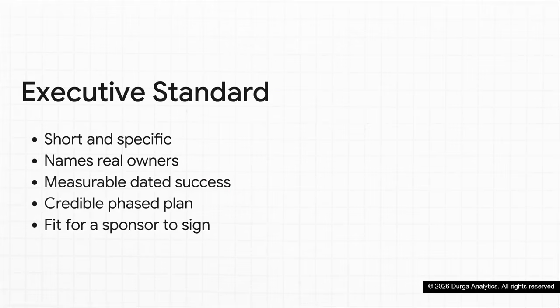Listen, executives do not want to read essays. They want short, tight, punchy paragraphs. Do not list vague functions, name real, accountable people. State measurable success with explicit dates, and show exactly how your phased plan is being funded. If you walk in with vague language or fuzzy goals, I guarantee your charter will be sent right back down to you.